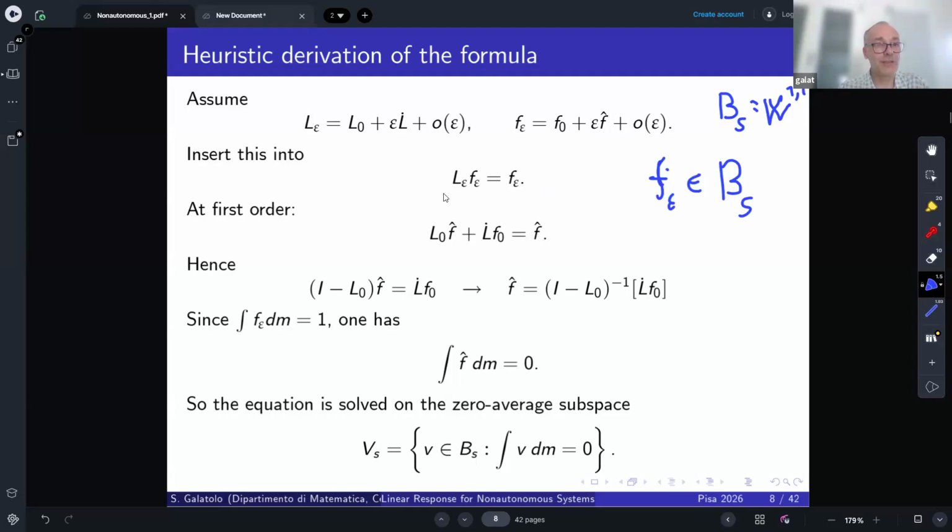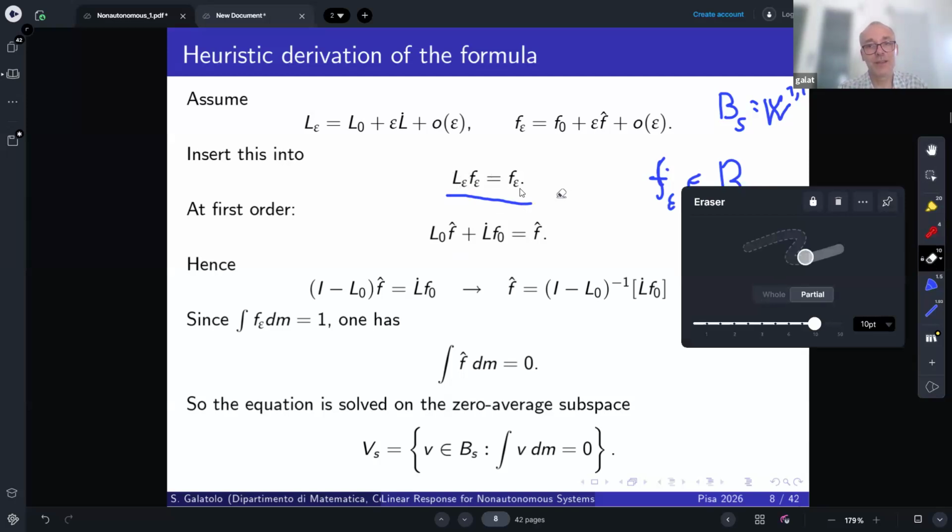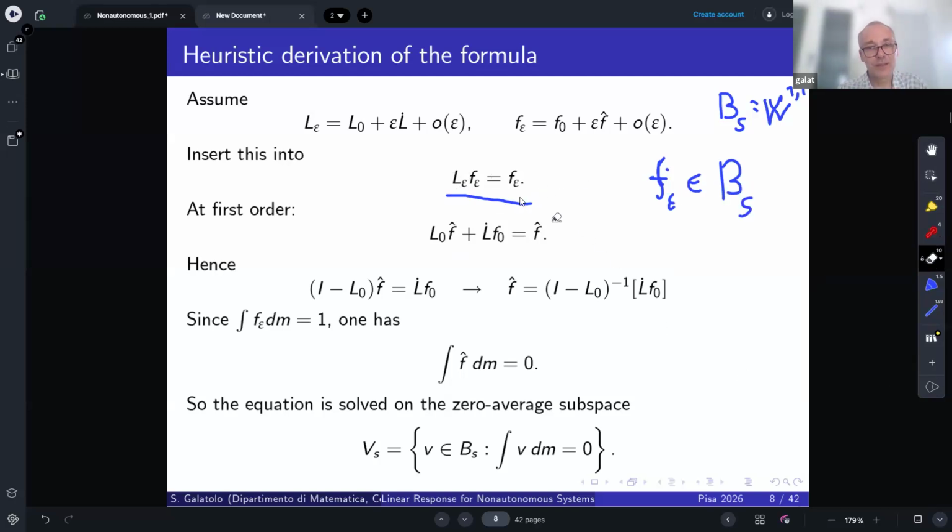So let's derive the linear response formula. Let's start from the basic identity. This is the identity expressing that f epsilon is an invariant measure for the transfer operator. Let's take the derivative with respect to epsilon on both sides of the equation.